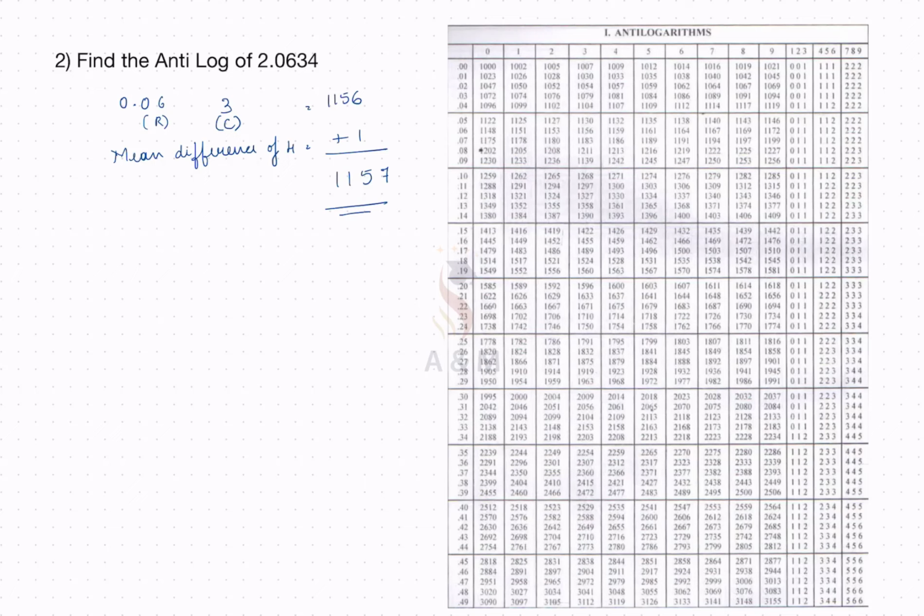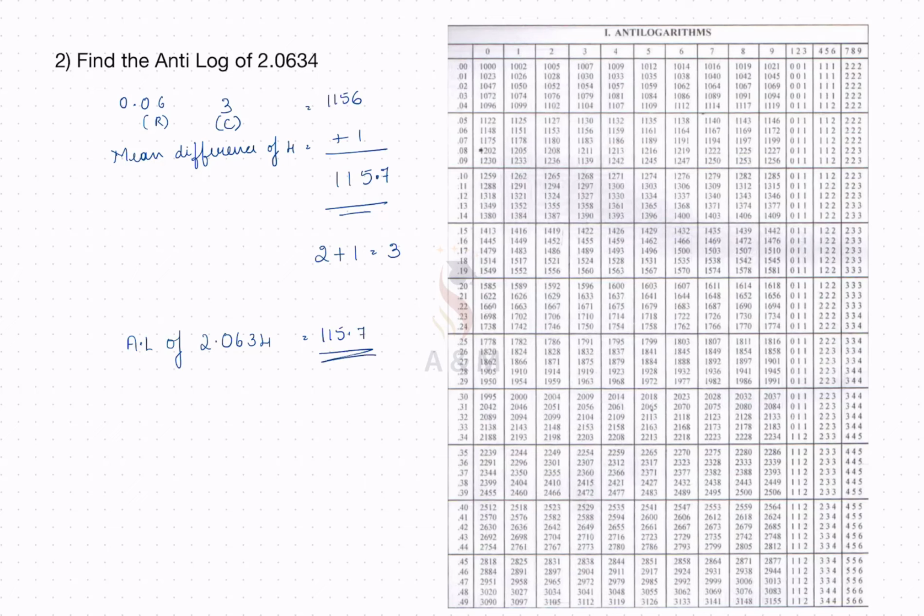So you have to check before the decimal point you have what number. What number you have? 2. Therefore 2 plus 1 equals to 3. So after 3 digit you have to put the decimal point. After 3 digit, so 1, 2, 3. After 5 you have to put the decimal point. Therefore antilog of 2.0634 is 115.7. Clear?